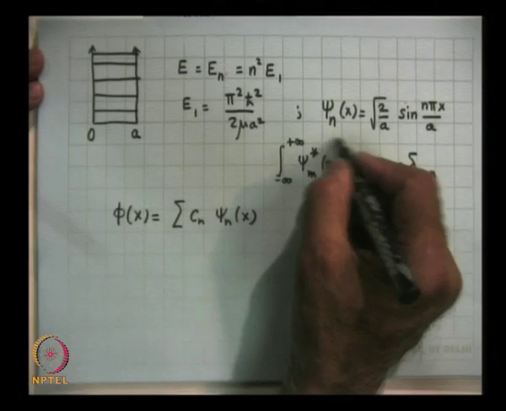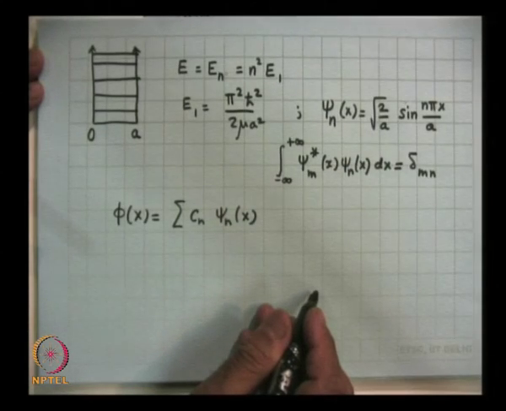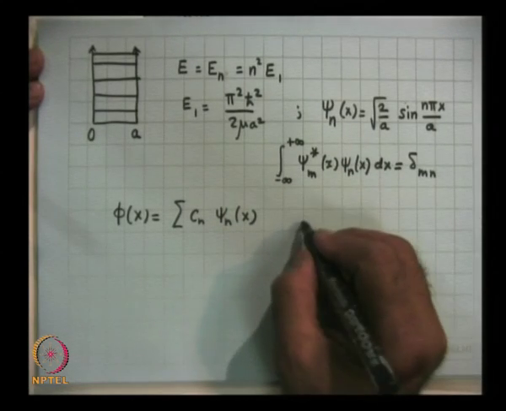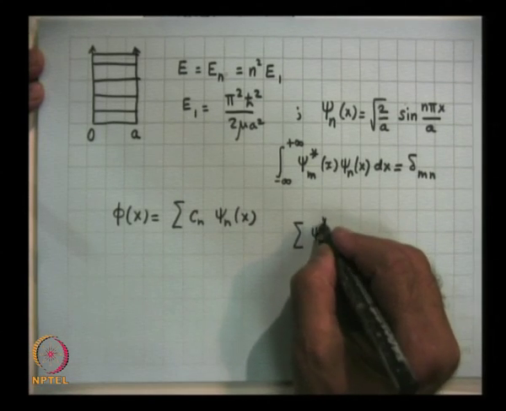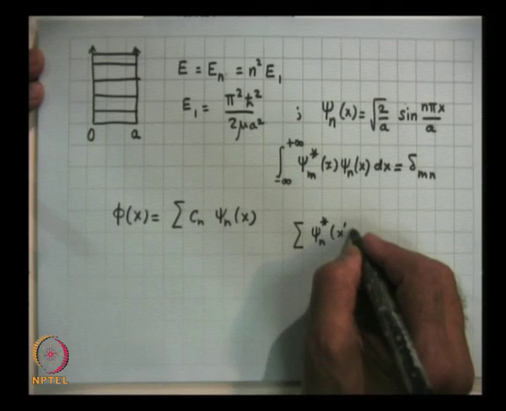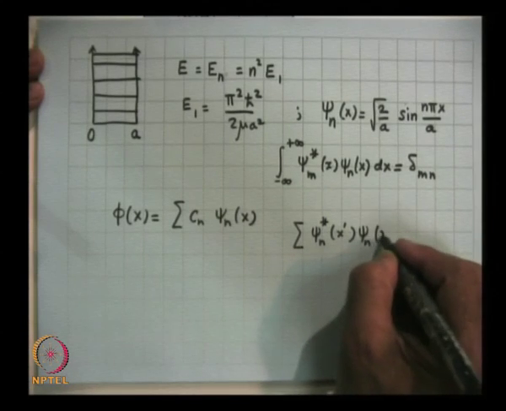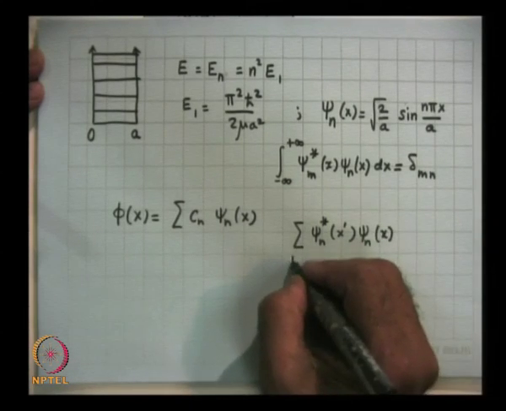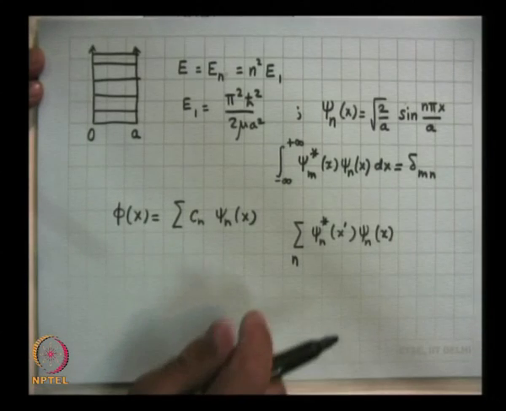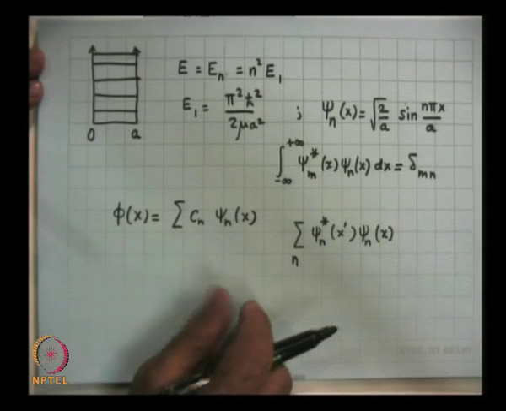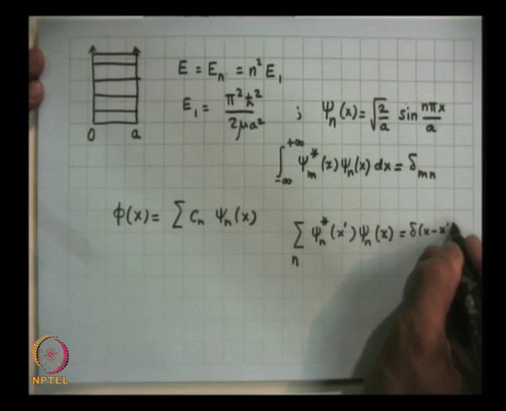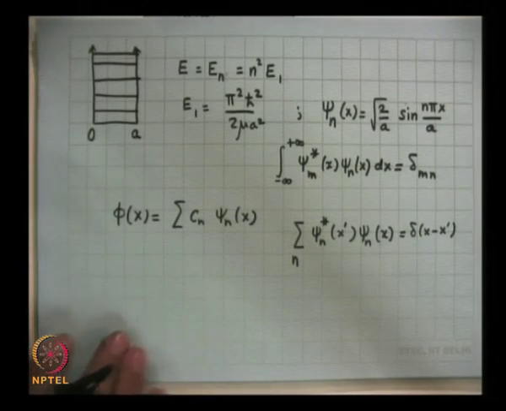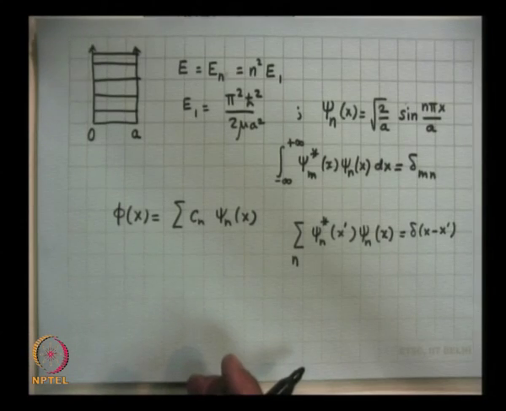So, the wave functions also form a complete set of functions, and therefore, psi n star of x prime multiplied by psi n of x, summed over n equal to 1, 2, 3 to infinity, is equal to delta of x minus x prime. So, this was the particle in a box problem that we had done yesterday.